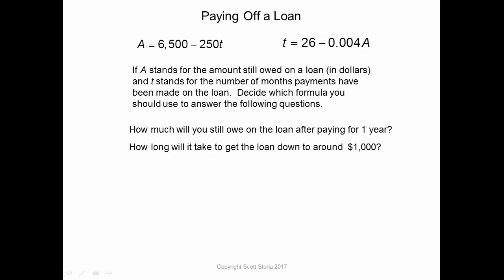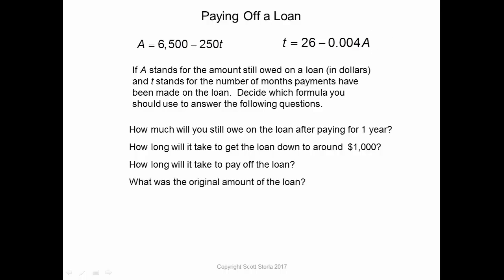How about here? Here I'm given an amount and I'm looking for a time. That would be this one. How about this question? Here I'm interested in finding a time. I would use this formula. And here's the last one. Here I'm looking for the original amount of the loan, and so I will use this formula.